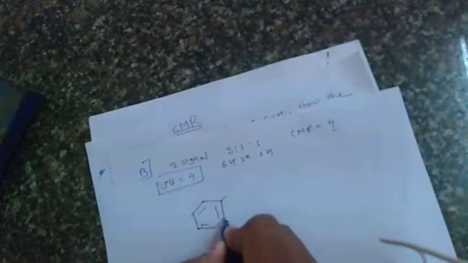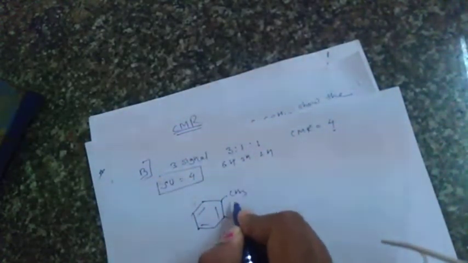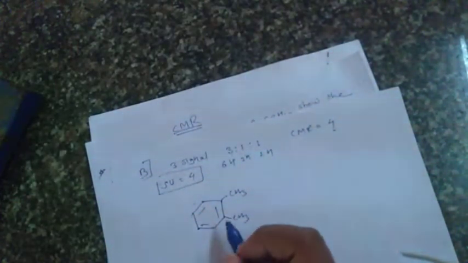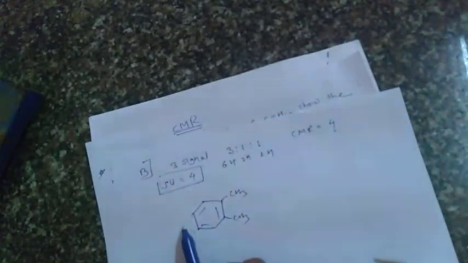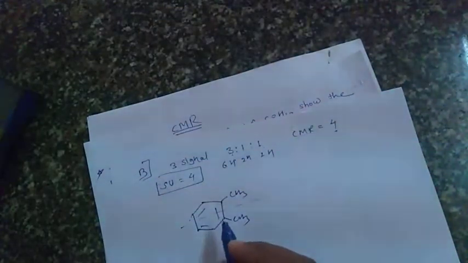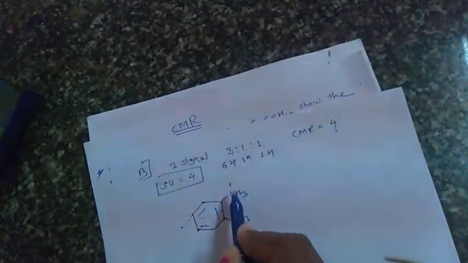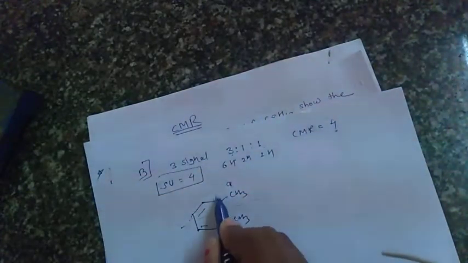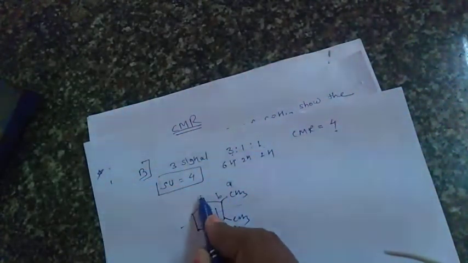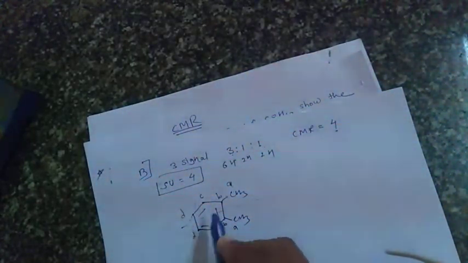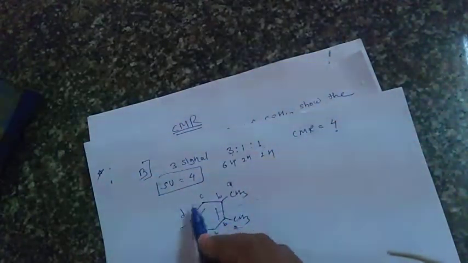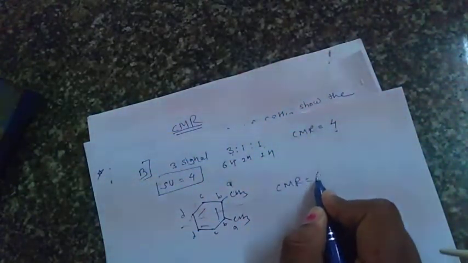If we put this CH3 in this manner, CH3 and CH, let's find out how many signals are given by this molecule. If we take a plane like this, how many signals are shown by this molecule? This is A type of signal, this is B type, this is B type, this is C type, this is also C type, and this is the D type of signal. How many signals are given by this molecule? 1, 2, 3 and 4. That means the CMR signals are 4.